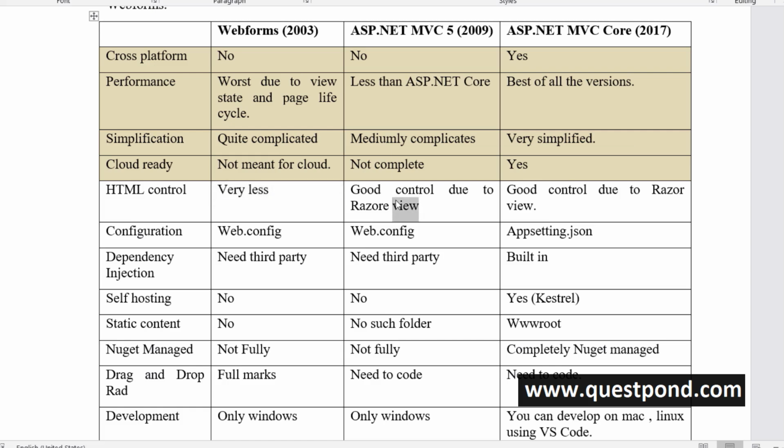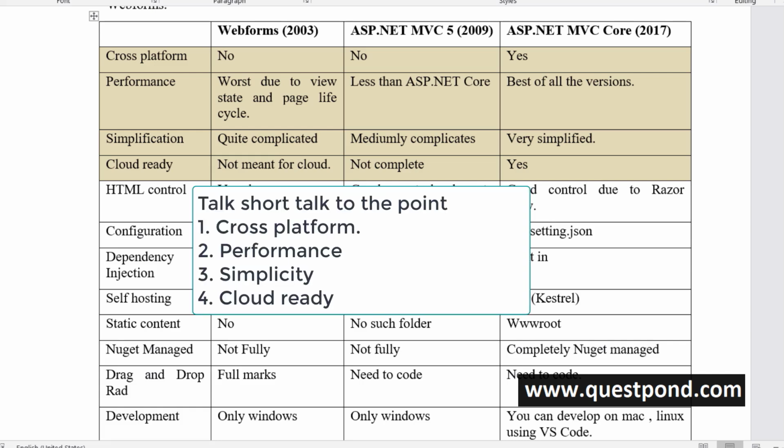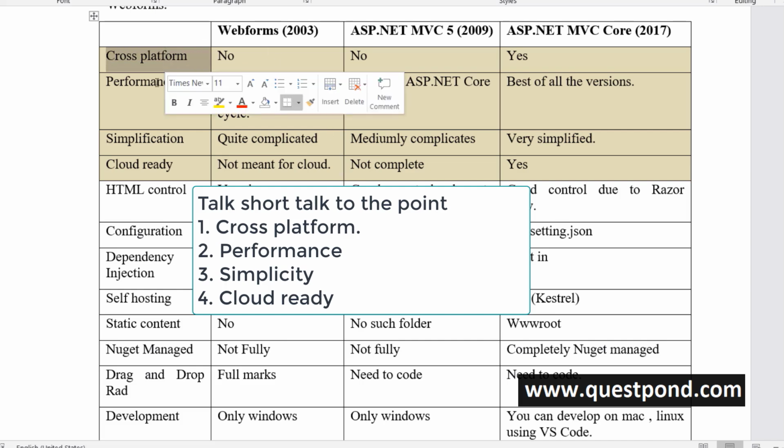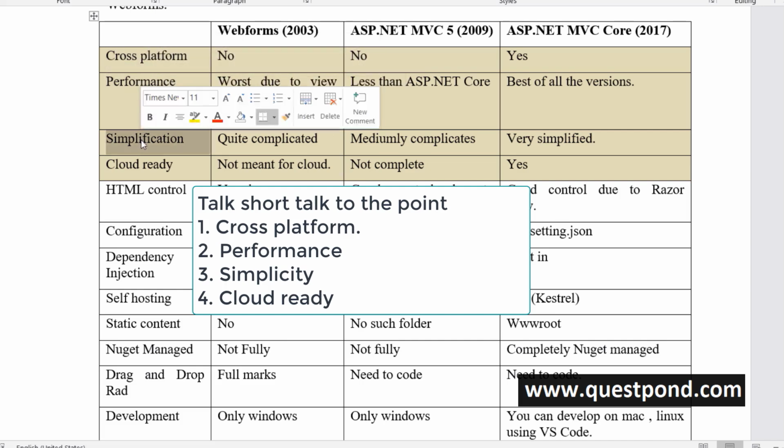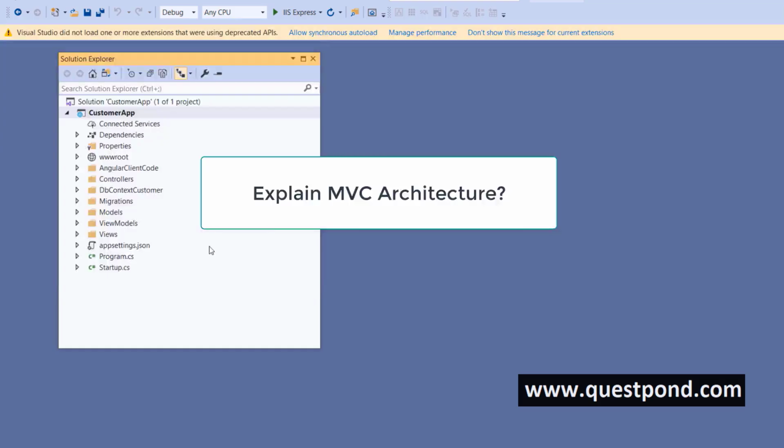But when it comes to MVC5 and MVC Core, we have the Razor View engine, which gives you awesome control on HTML and flexibility. So the other points, probably you can wait for the interviewer to ask rather than you telling it, right? So 4 points, which I have spoken now: cross-platform, performance, simplification, and cloud ready.